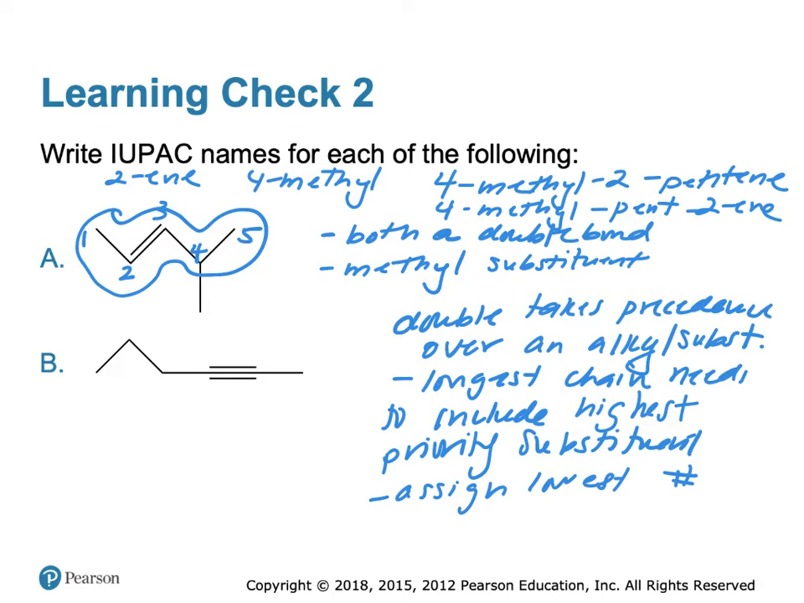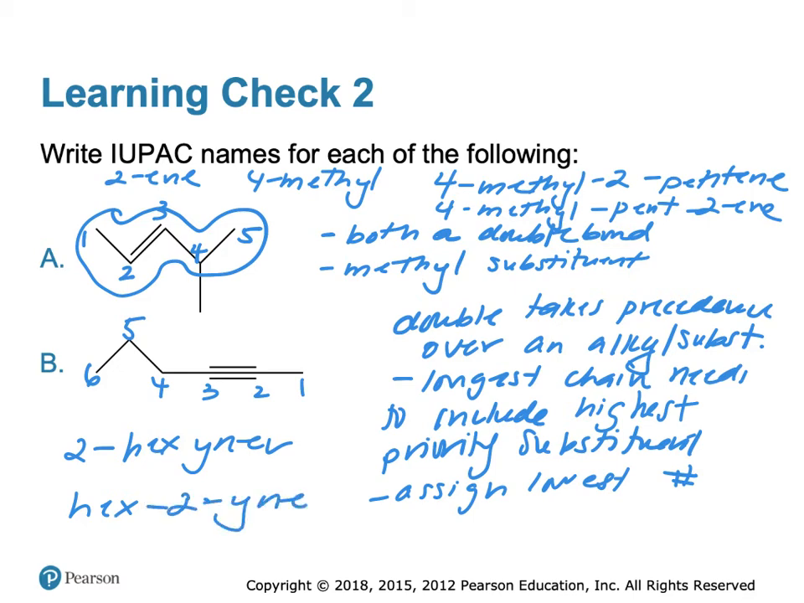Here we have an alkyne. Let's label the longest continuous chain. 1, 2, 3, 4, 5, 6. Okay, we don't have any other substituents. We want to assign the lowest number to the triple bond. So the parent will be a hexane. We will change the ane to yne, or ine. This compound is either considered 2-hexyne or hex-2-yne. Either is acceptable.